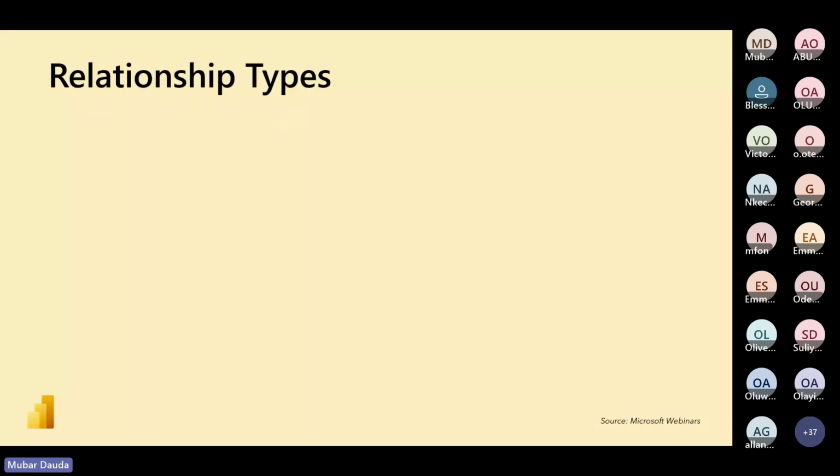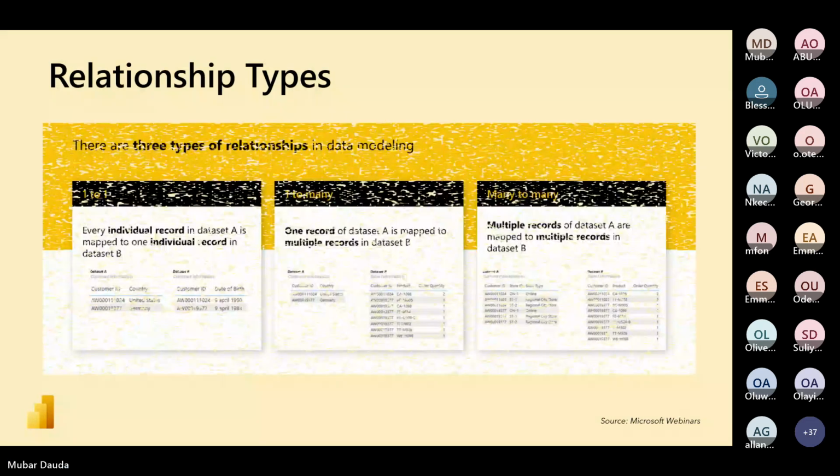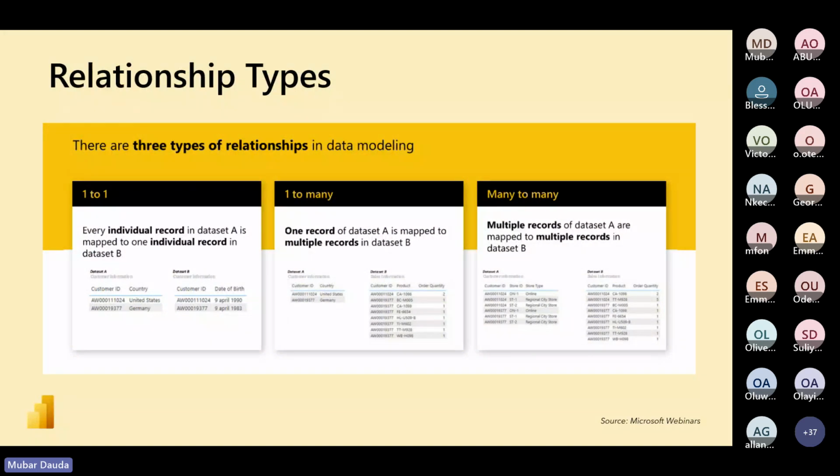Now, let us come into relationship types. There are different types of relationship in Power BI. I just explained now. One-to-one means every individual record in data set A is mapped to an individual record in B. It means they are unique. Only one customer here can only make one order here.